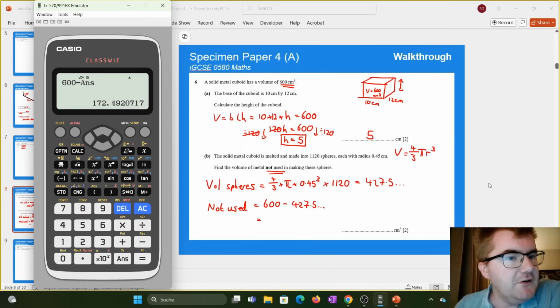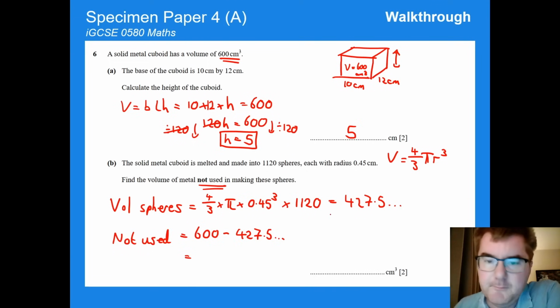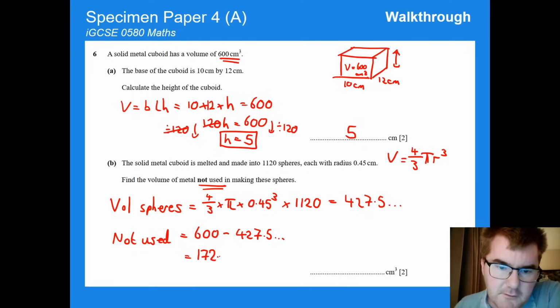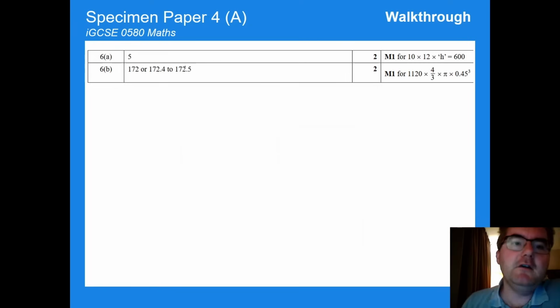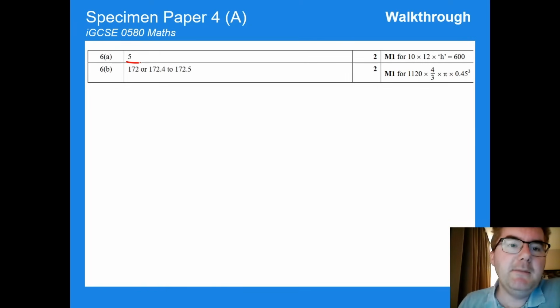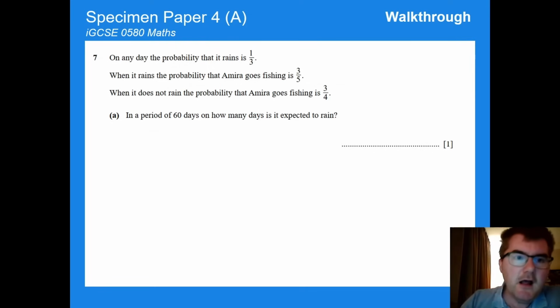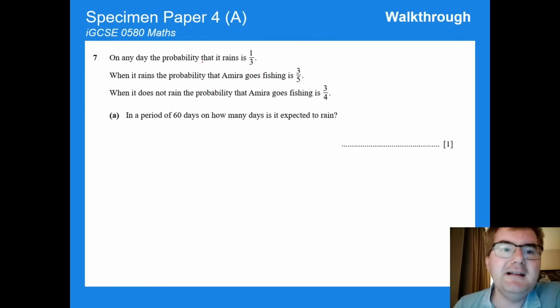So we have 172.492 dot dot dot. Generally we round to one decimal place, so we have 172.5 as our final answer for the 2 marks. So you can have a look at the mark scheme here and where we pick up all 4 marks for that question. Okay, question 7, a bit of probability here.